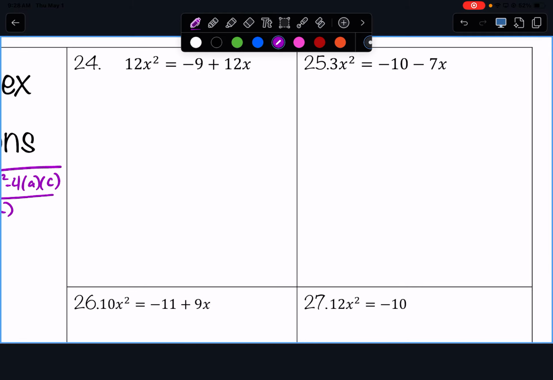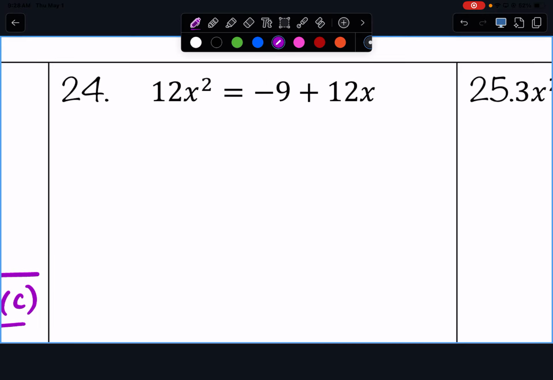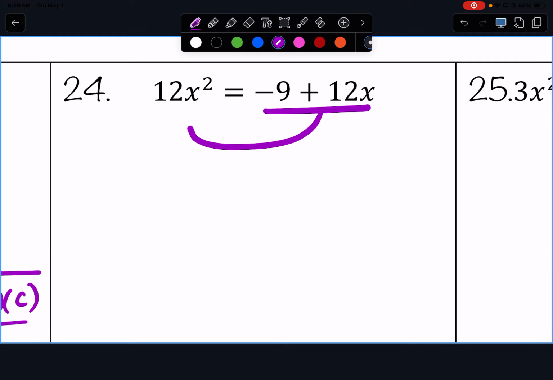All right. So for these, all 4 of the ones on the back have one particular thing in common. What they have in common is that none of them are in standard form. So we're going to have to move them to standard form first. So for number 24, we have to take and move those here.